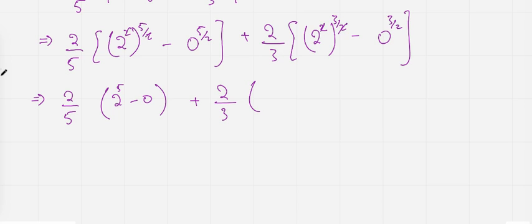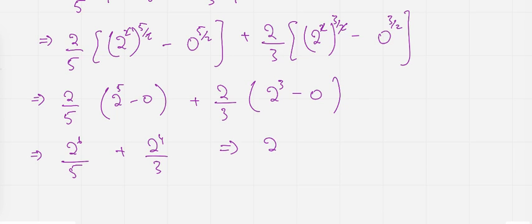Overlapping powers are going to cancel the numerator and denominator 2 here, and simply 2 cubed minus 0 is left. So what I have here is 2 multiplied by 2 power 5 gives me 2 power 6 upon 5 plus 2 power 4 upon 3. Now you can notice that I have 2 power 4 common from both these fractions. So I have 2 square upon 5.